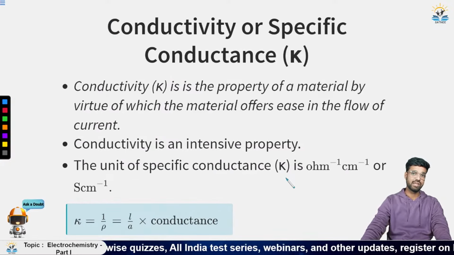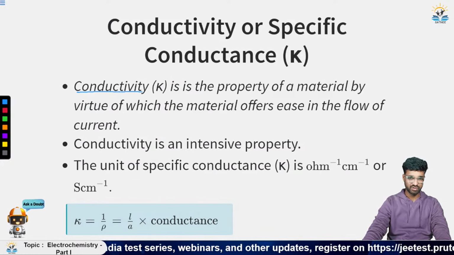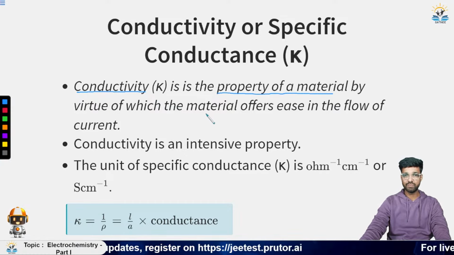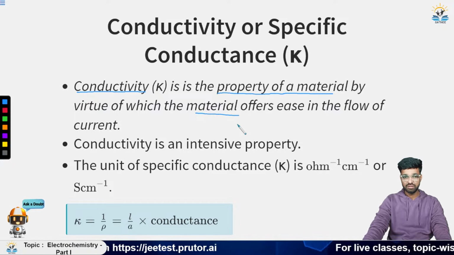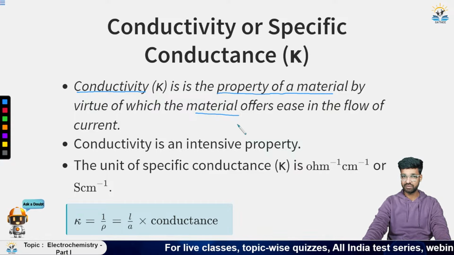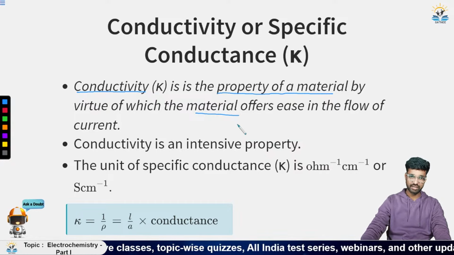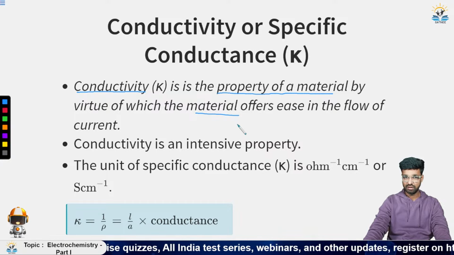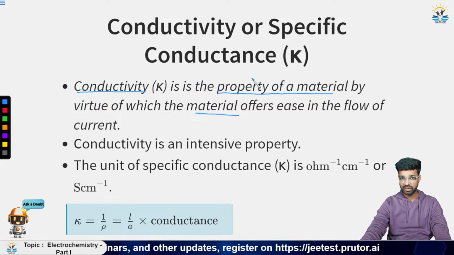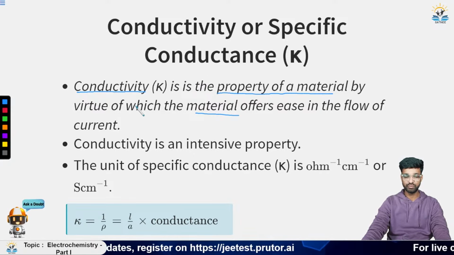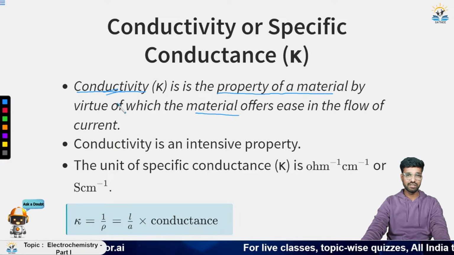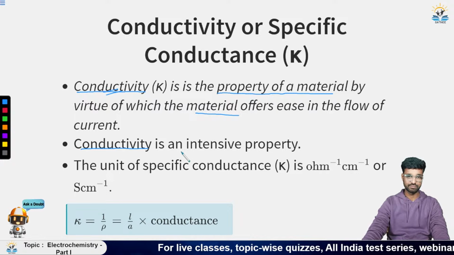Now the next thing is the conductivity. So what is conductivity? It is the property of the material by virtue of which the material offers ease in the flow of current. Conductance is the measure of the ease with which electric current can pass through it. In conductance, we are measuring the ease of the current, but in conductivity, we are measuring the property of the material. So this is the main difference between both of these. Conductivity is an intrinsic property of the material, where conductance is not.